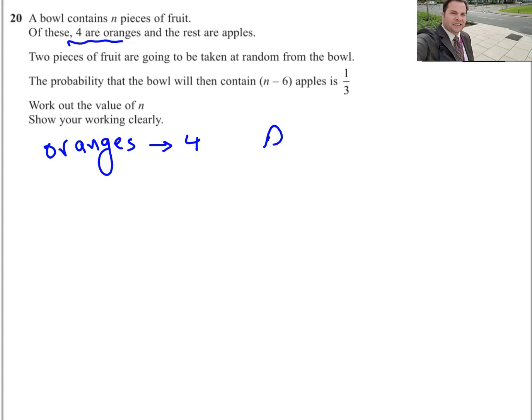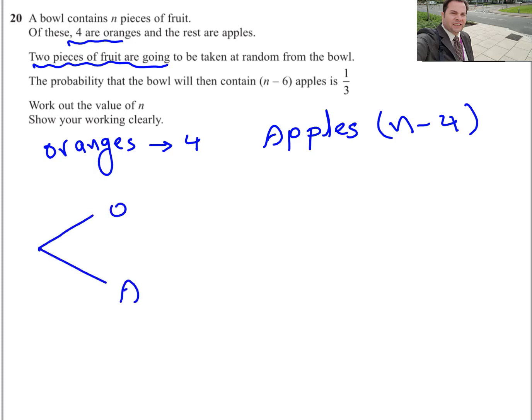And the number of apples is n minus 4, because the total is n. 2 pieces of fruit are going to be taken. If you try to draw a tree diagram for that, the first may be orange, may be apples. The probability of orange is 4 divided by total, which is n, and apples is n minus 4 divided by n.